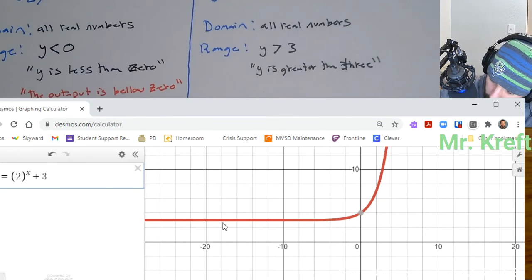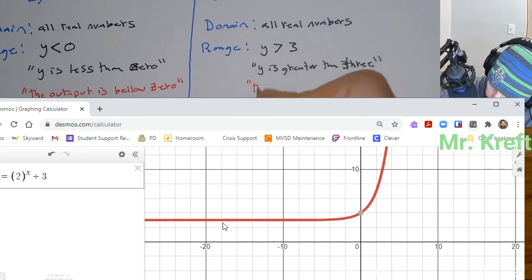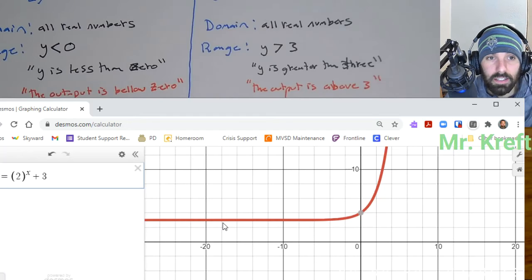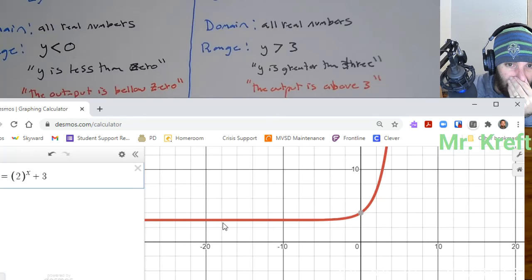And then in street speak, what this really is saying is the output is above 3. Okay, the output is above 3. So that's what we're going on.